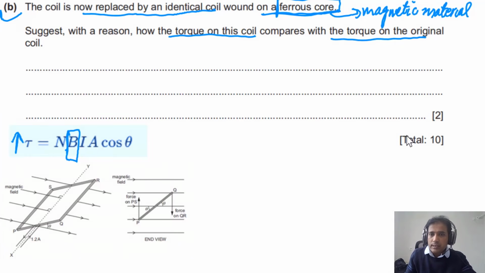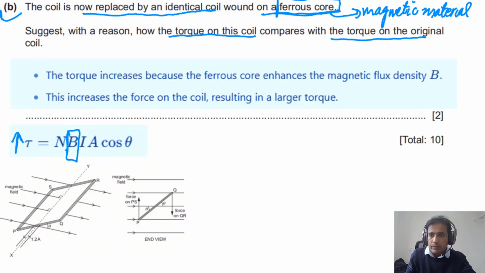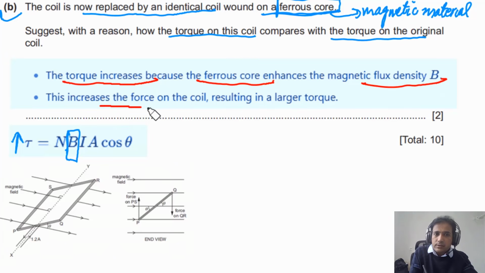Now let me show you the answer, how you can write it down in a proper way. So you need to say, first thing, the torque increases because the ferrous core increases the magnetic flux density. This increases the force on the coil, resulting in a larger torque.